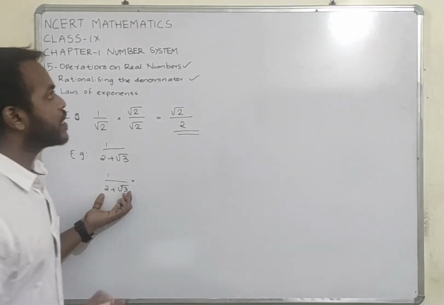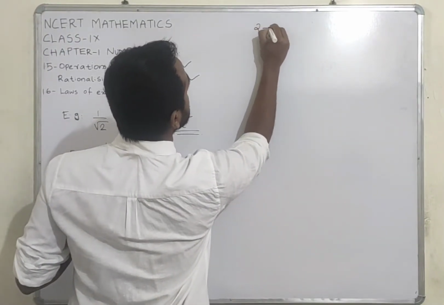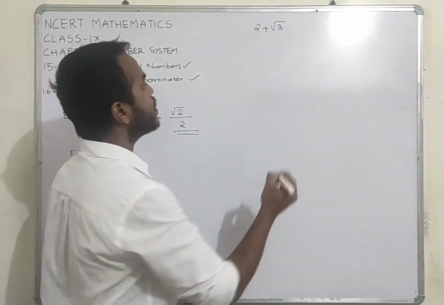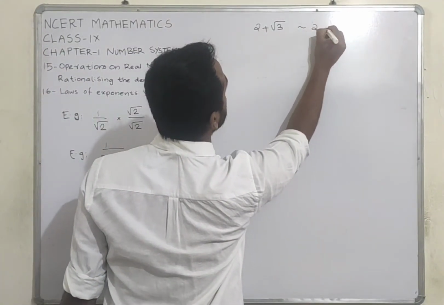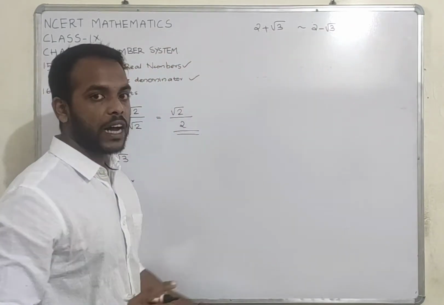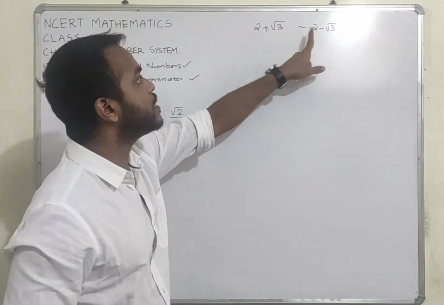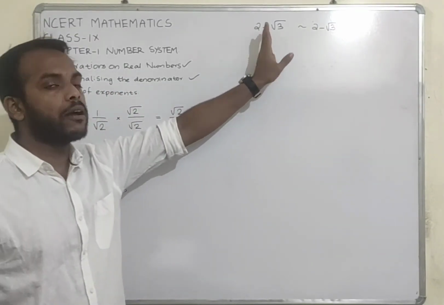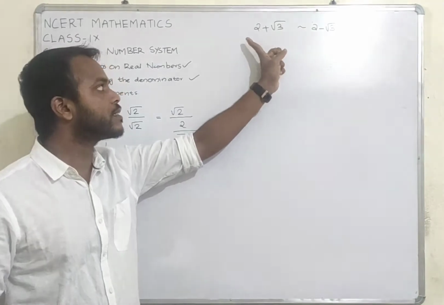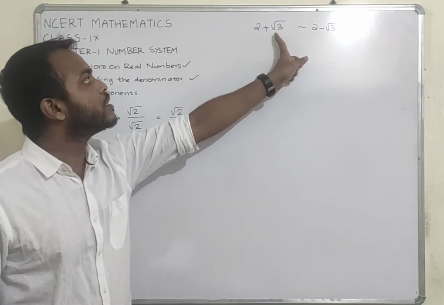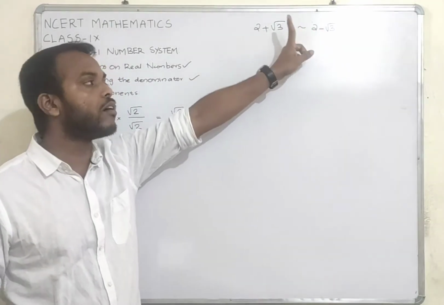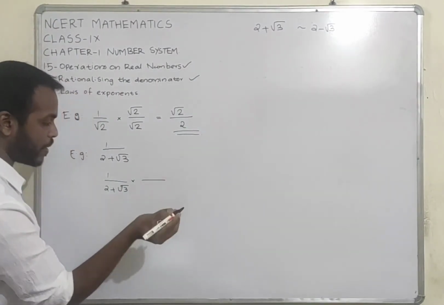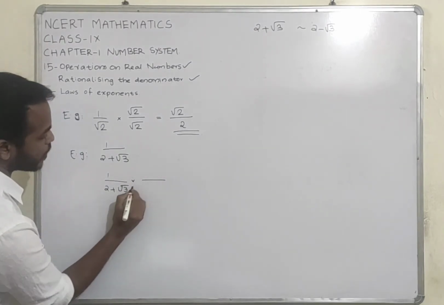What do you mean by conjugate? Let's see here. The number in the denominator is 2 plus root 3. The conjugate of this number is 2 minus root 3. I hope you understood. Just change the sign of the irrational part. Okay. In some problems you will have to change the rational part also. That will be discussed. Don't worry. So we are going to change the sign of the irrational number and multiply it by the numerator and denominator. So what happens?